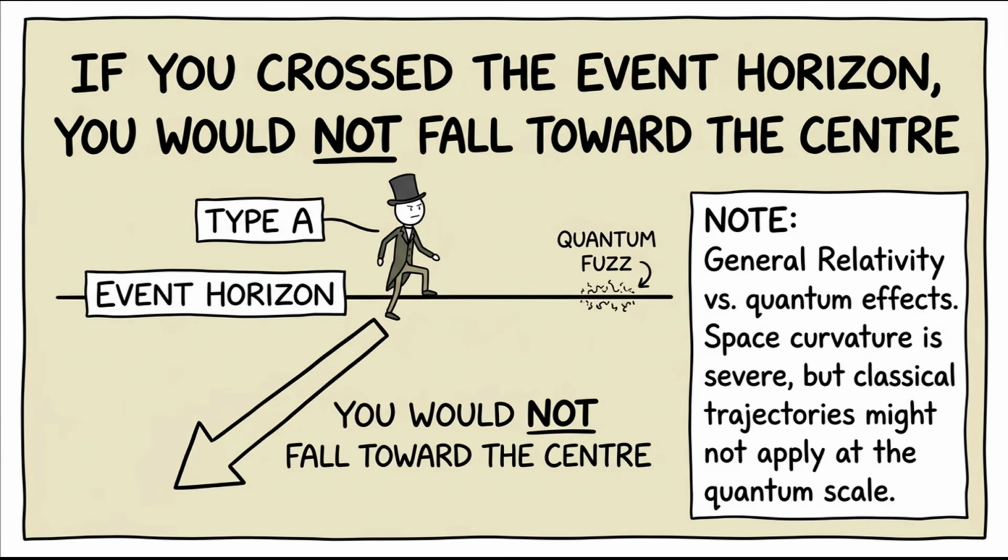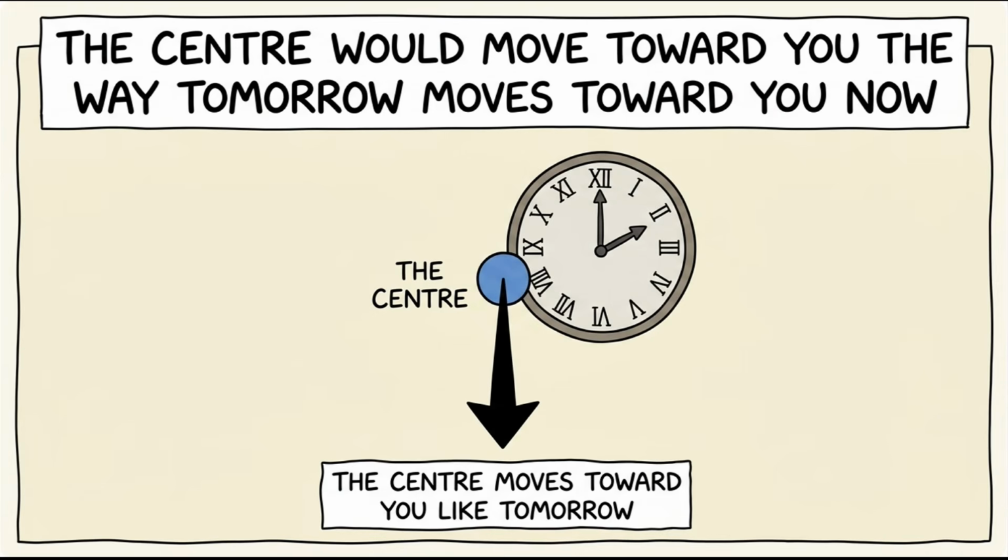If you crossed the event horizon of a Schwarzschild black hole, you would not fall toward the center. The center would move towards you the way tomorrow moves toward you now.